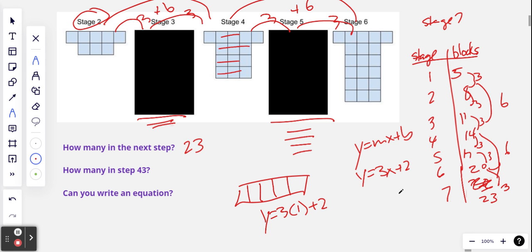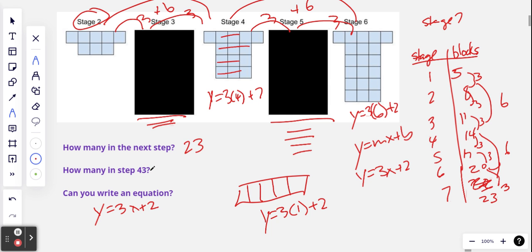and our equation is y equals 3x plus 2. If we try that in a couple of stages here, let's put it in stage 4. y equals 3 times 4 plus 2. That would be 12 plus 2, that's 14. That's how many we have in 4. How about in stage 6? y equals 3 times 6 plus 2. 3 times 6 is 18, and 2 is 20. That's how many we have in stage 6. So this equation, y equals 3x plus 2, is going to work for us.